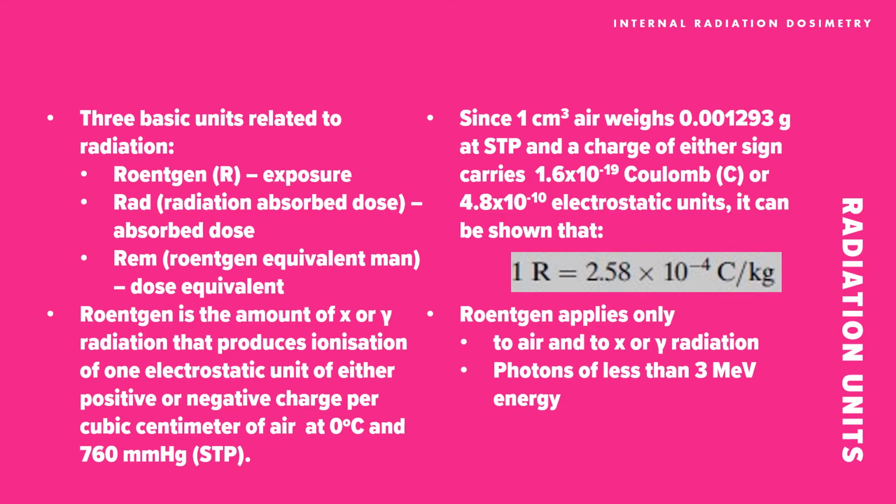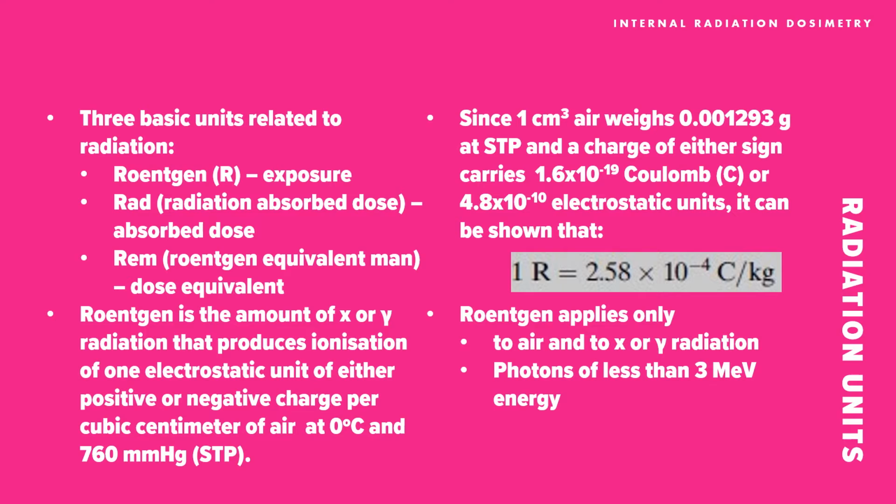You can look into the details of what that means; I put it there in the notes. But when we talk about the equation, one roentgen is equal to 2.58 times 10 to the minus 4 coulomb per kilogram. So that's the unit. So that's roentgen.